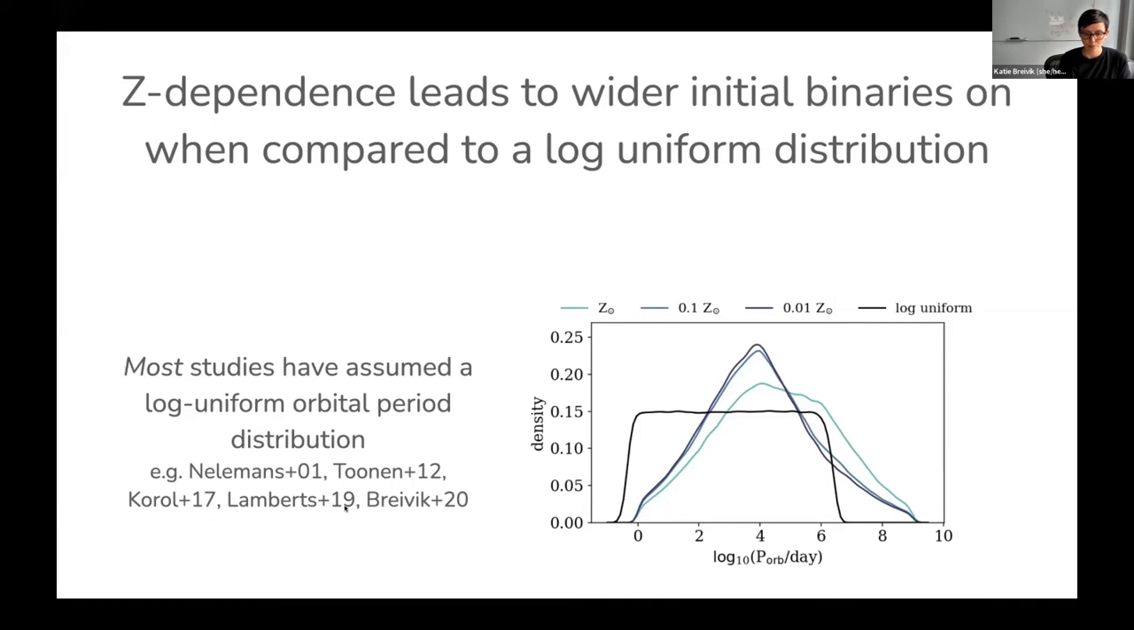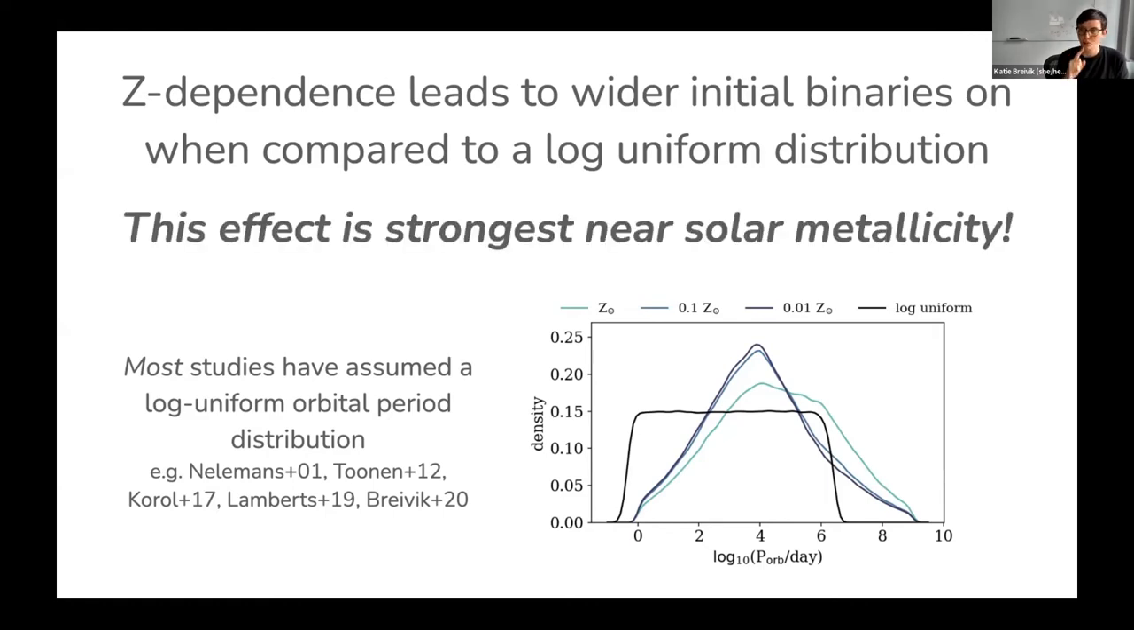The reason that this is quite important and interesting is because most studies have assumed this log uniform orbital period distribution. And so indeed, there's quite a difference here. And importantly, this effect of a more wide orbital period distribution at zero age main sequence on average is mostly affecting the solar metallicity zero age main sequence population.